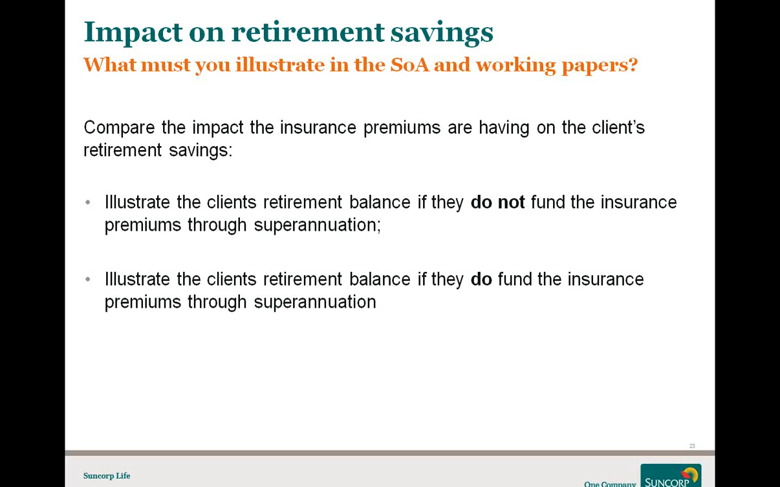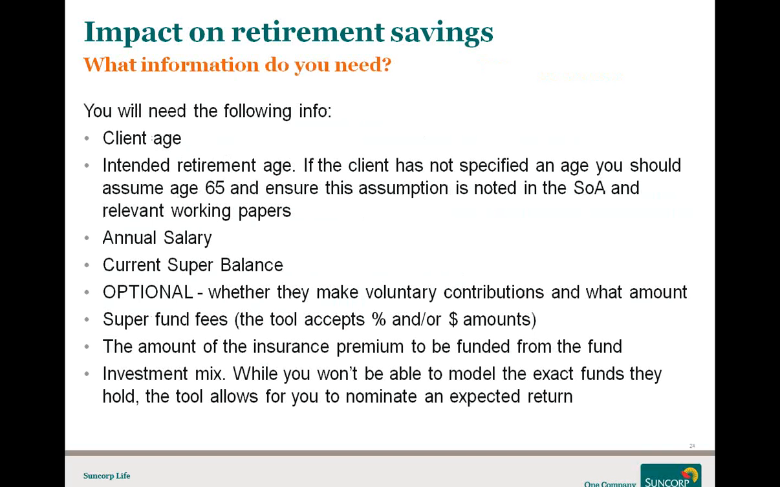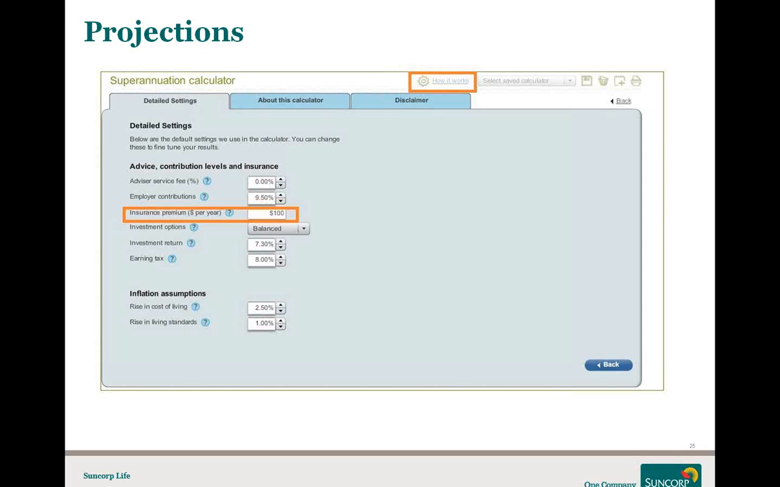So the information we need to actually capture this information is the client's age, their intended retirement age, if the client is aware of that. If they're not, we can just assume age 65, as long as we make sure that that assumption is noted. We need their annual salary, their current superannuation balance. You also need to take into consideration contributions that are currently being made. We also need to be looking at the amount of the premium that we're going to fund through super and their investment mix. So based on their risk profile, the expected return based on that risk profile.